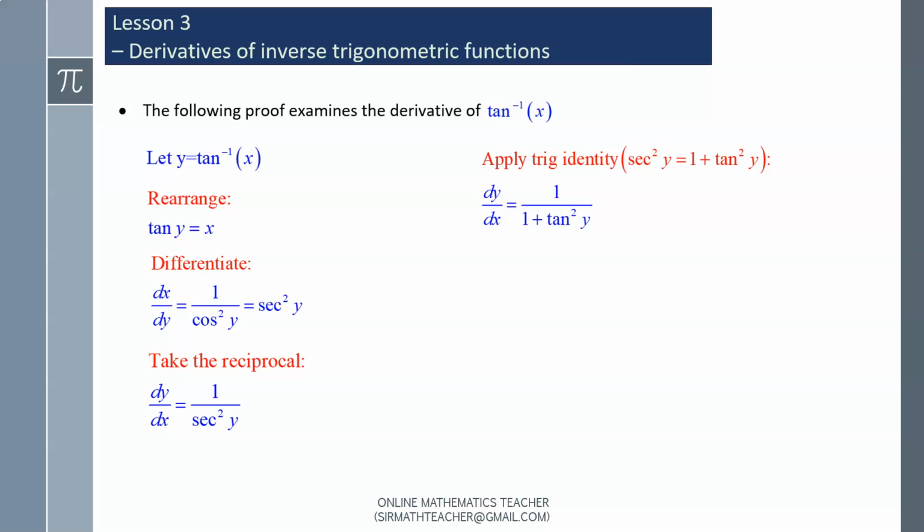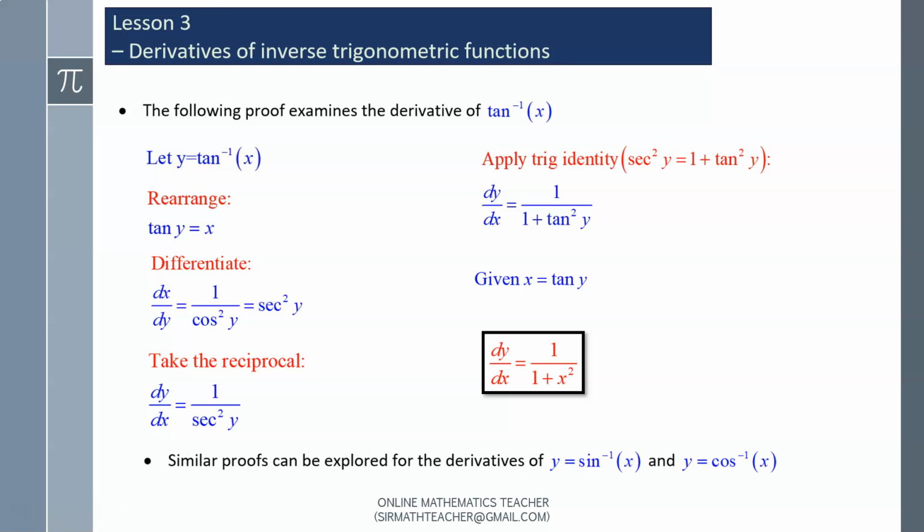Now apply the trig identity to your denominator. Sec squared y equals 1 plus tan squared y. So replace sec squared y with that. Given x equals tan y, we can now replace tan squared y with x squared. So dy/dx equals 1 over 1 plus x squared. Similar proofs can be explored for the derivatives of inverse sine and inverse cos x.